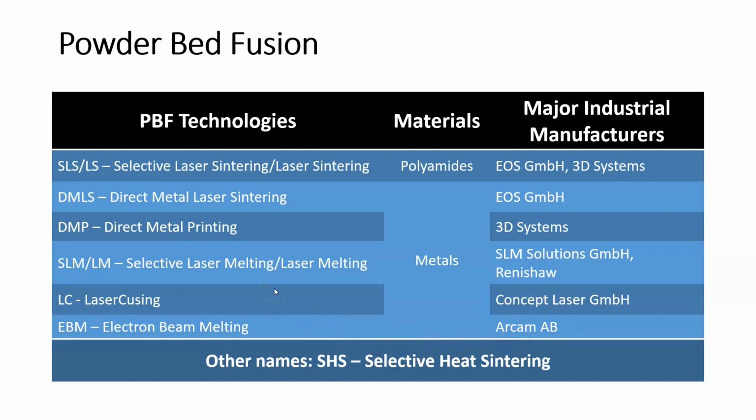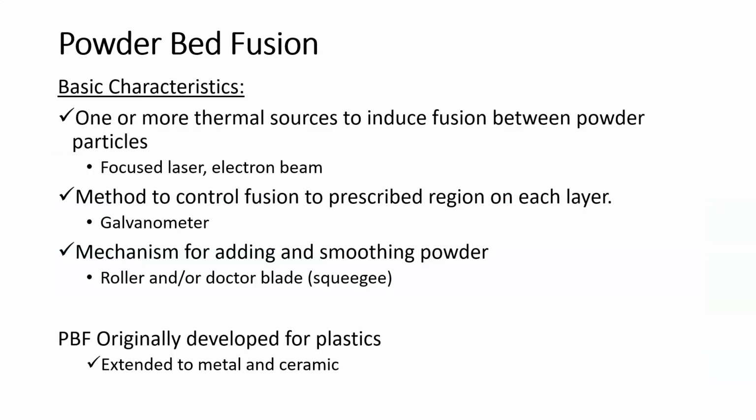All right. So in a broad kind of sense, if you see the word sintering, it typically applies to polymers or plastics. Okay. If you see the word melting, it typically applies to metals. All right. That doesn't mean that there's much difference going on. It just means that that's how they've differentiated the two. Of course, the one outlier is direct metal laser sintering, which is a metal process, but it uses the term sintering. All right. So, let's move on to the basic characteristics of powder bed fusion.